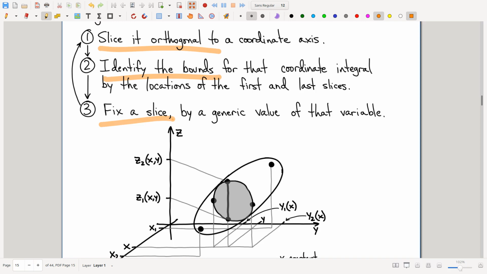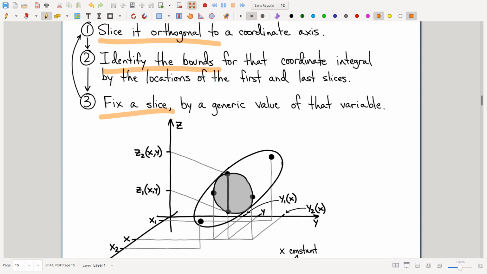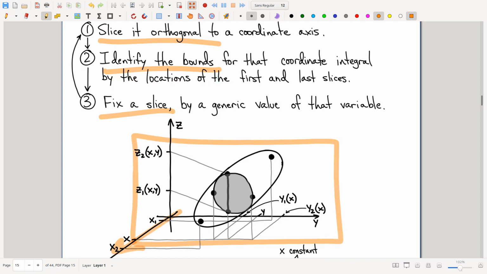All right. So let's walk through that process. Arbitrarily, I'm going to start in the x direction here. Here's my x-axis. Here's what it looks like to slice perpendicular to the x-axis. Those slices look kind of like this. All right? Everybody happy? That's what it looks like when you slice up this lump perpendicular to the x-axis.